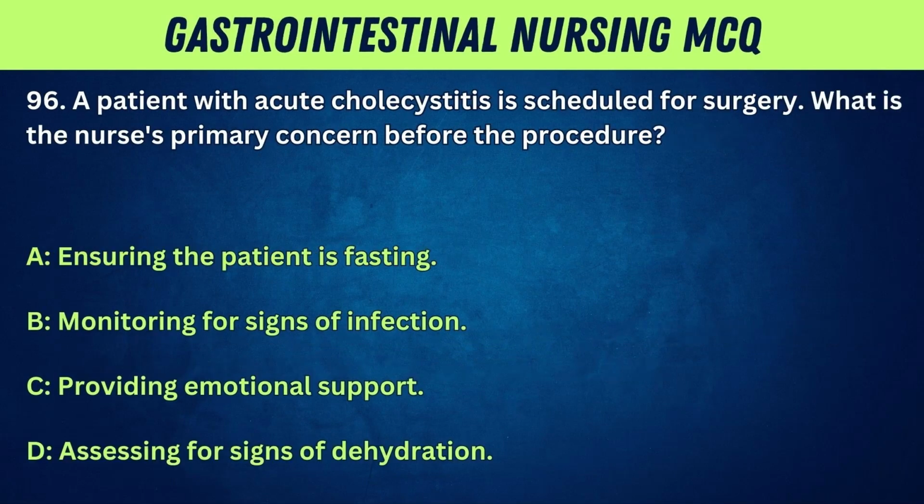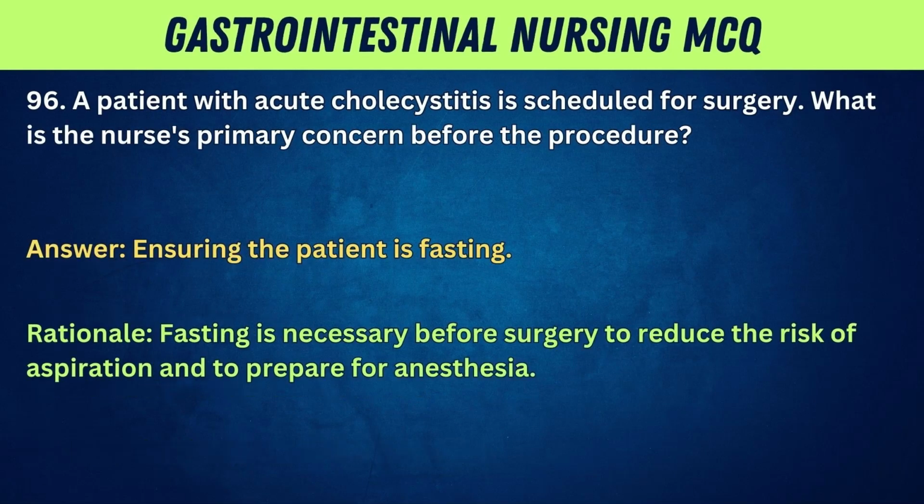96. A patient with acute cholecystitis is scheduled for surgery. What is the nurse's primary concern before the procedure? A. Ensuring the patient is fasting. B. Monitoring for signs of infection. C. Providing emotional support. D. Assessing for signs of dehydration. Answer. Ensuring the patient is fasting. Rationale. Fasting is necessary before surgery to reduce the risk of aspiration and to prepare for anesthesia.